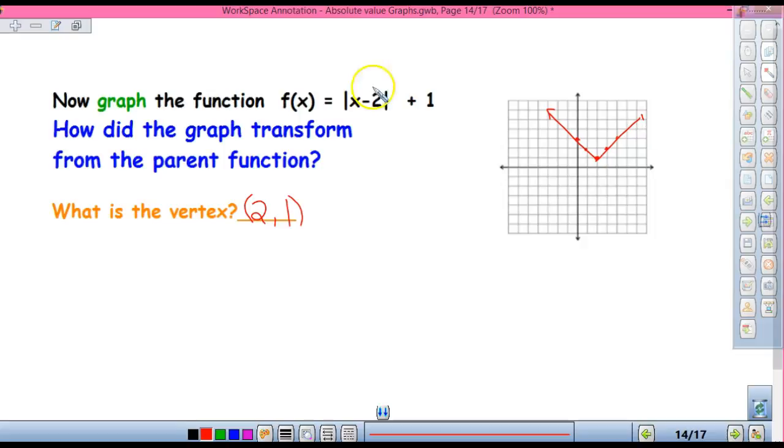Okay, biggest thing is that it's always the opposite of what's inside it. Okay, if that's going to be a minus, we're going to the right. If it's going to be a plus, we're going to the left. So it's kind of opposite of what we're used to, right?